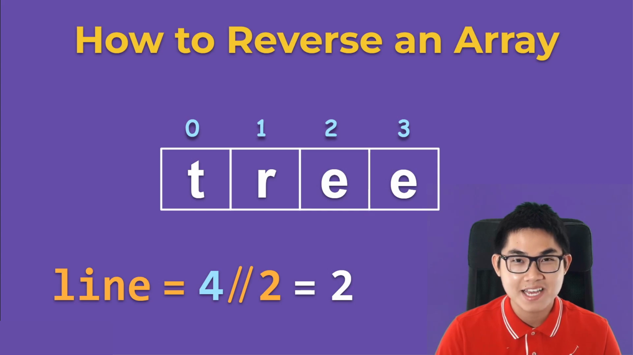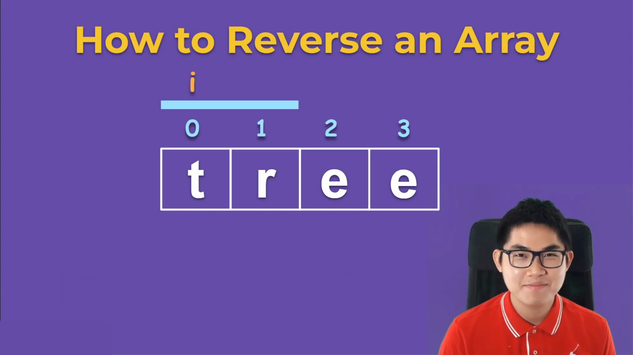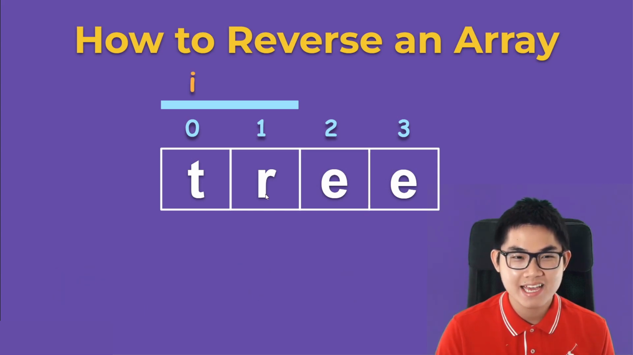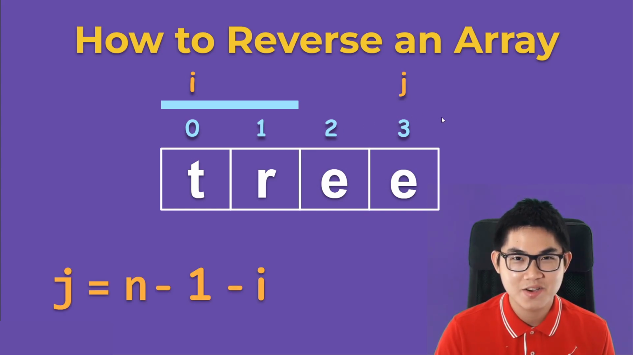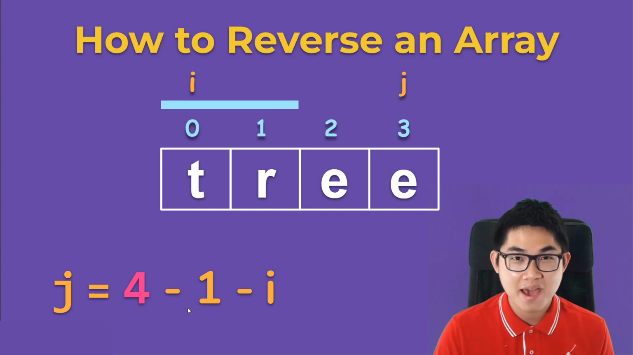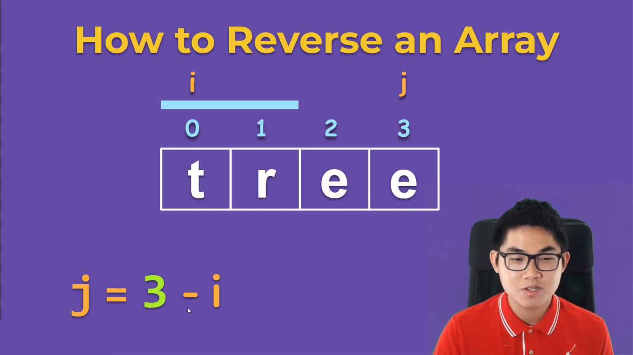The second step is to draw our line, starting from the beginning of the array and up until, but not including, the number 2. So just from 0 to 1. We're at step number 3. So we put i at index 0 and j at the end of the array. So remember again, j is equal to n minus 1 minus i. And n is 4. 4 minus 1 gives you 3. So j is equal to 3 minus i. And since i is 0, then j will be at index 3.